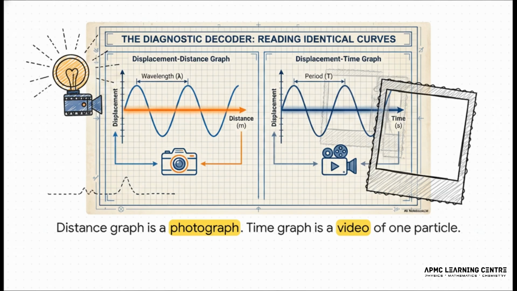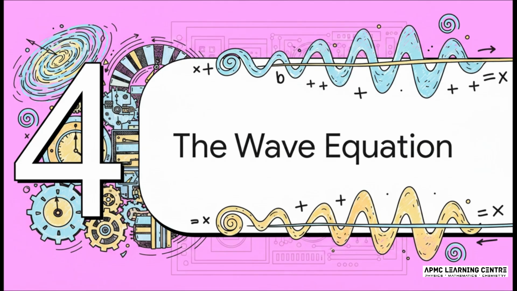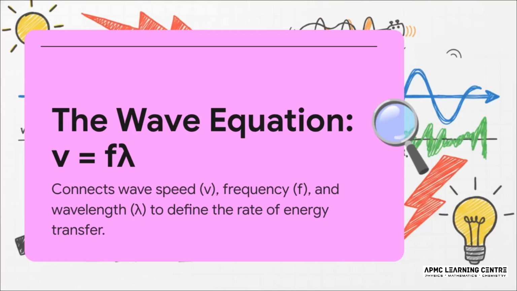Huge difference. Okay, so we have all the parts, we've got the spatial measurements, like wavelength, and we've got the time-based stuff, like frequency. Now it's time to put it all together. We're about to build the engine that powers this whole thing, the one formula that connects it all. And here it is, the wave equation. V equals F times lambda. Speed equals frequency times wavelength.